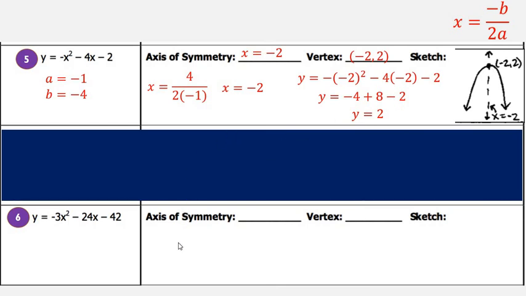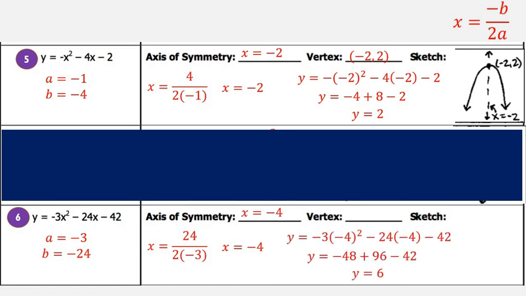Now, let's check your 6. So when we're looking at 6, you see that we have y equals -3x squared minus 24x minus 42. So identify your A and B. And when you identify your A and B, this is what it should look like. So your x is -4. Now you should have already substituted all this back in. And when you did, your y equals 6. And make sure that you have written this as an ordered pair.